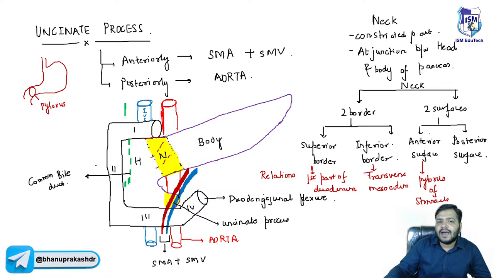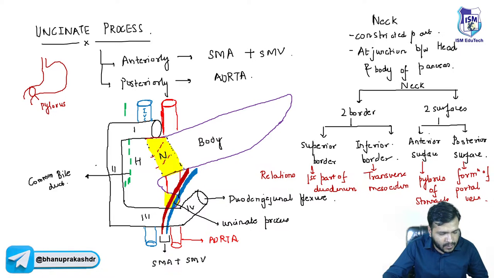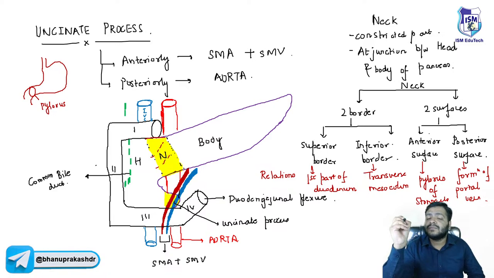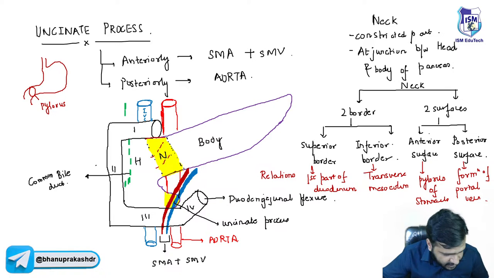Posteriorly we have the formation of portal vein. Hazar bar bata chuka hu, behind the neck of the pancreas, the splenic vein and the superior mesenteric vein will combine with each other and will lead to the formation of portal vein.